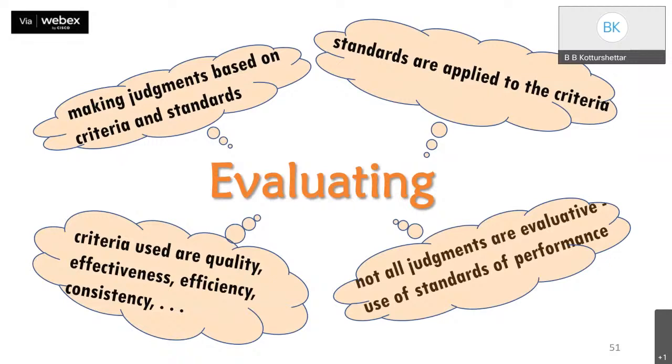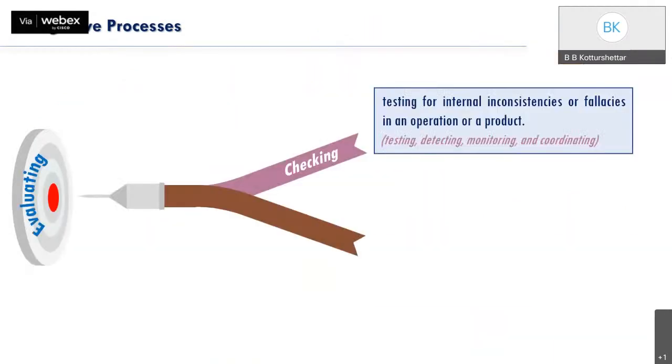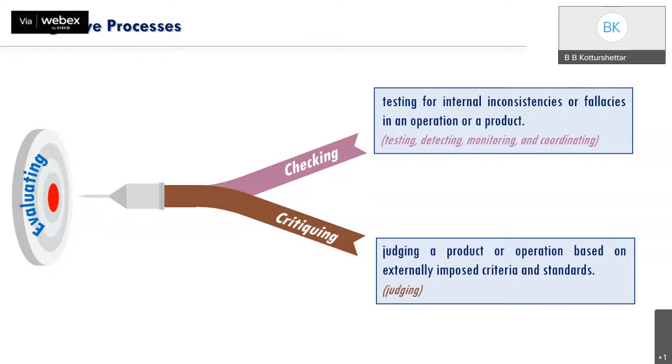Next is evaluating. It is making judgments based on criteria and standards. So we'll have some standards or some criteria. Say, for example, criteria for quality, effectiveness, efficiency, and consistency are used as a basis for the evaluation. The cognitive processes associated with evaluating are checking and critiquing.